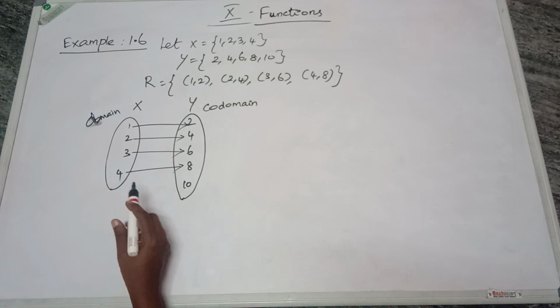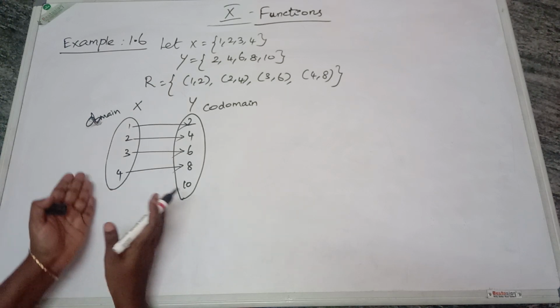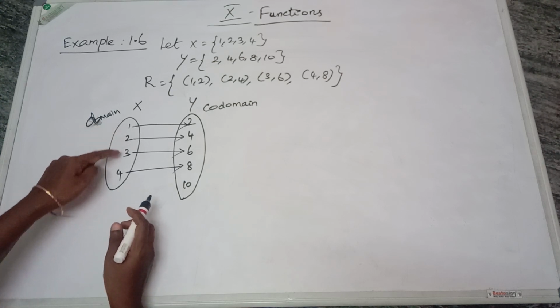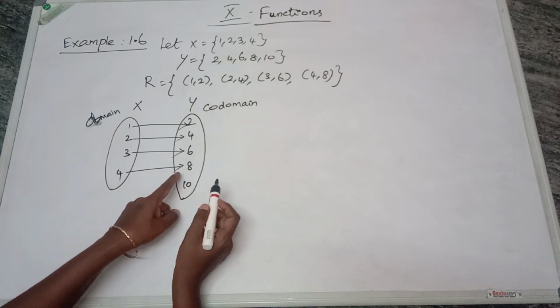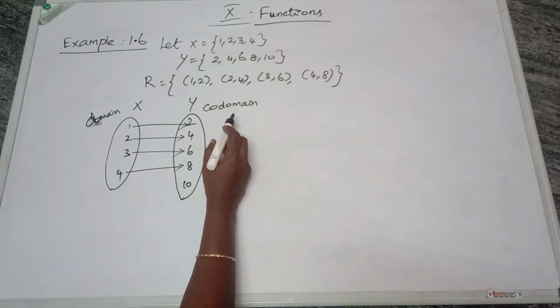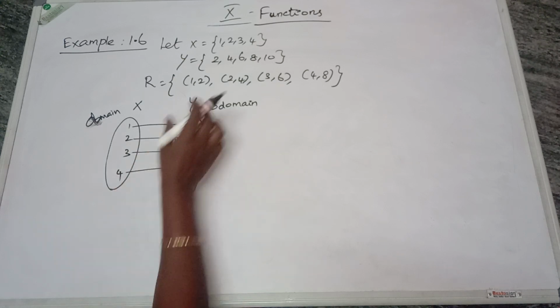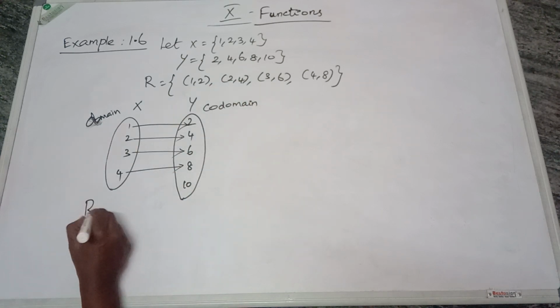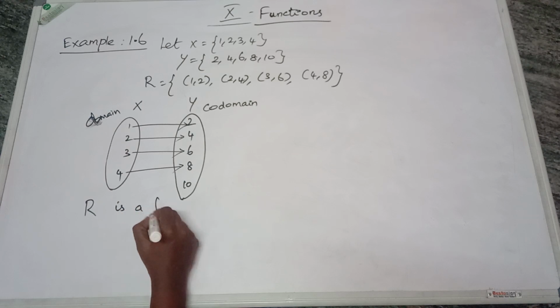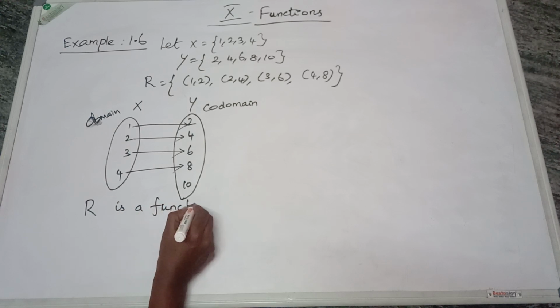Now see this picture. In the domain, each and every element has an image in the codomain. So this is a function. So R is called a function. R is a function.